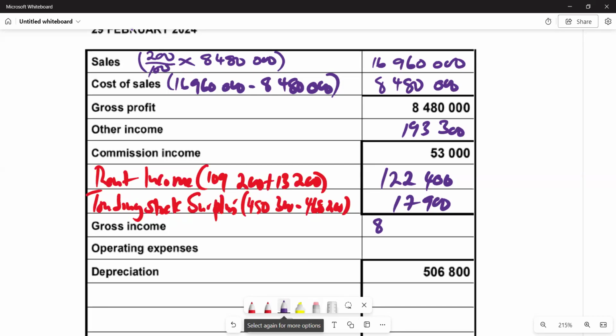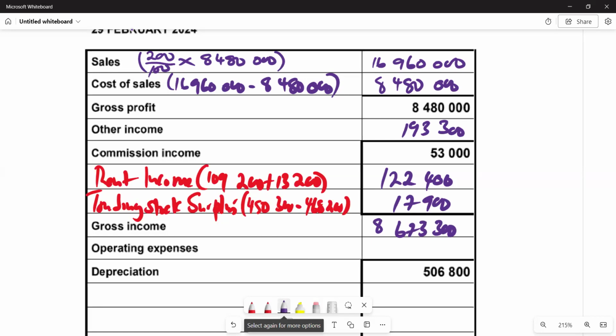So for our gross income, we say gross profit plus other income, which is 8,480,000 plus 193,300. Then we get your total, which is going to be 8,673,300. So this is what we have in terms of our other income.